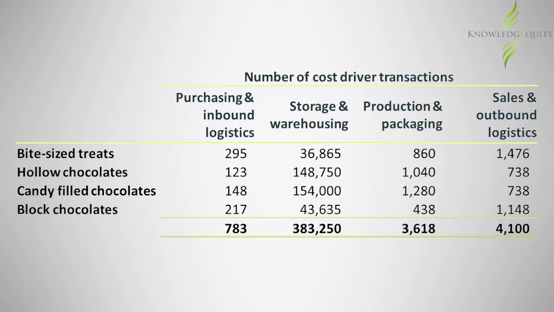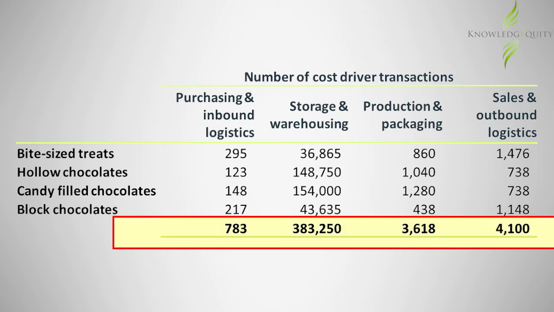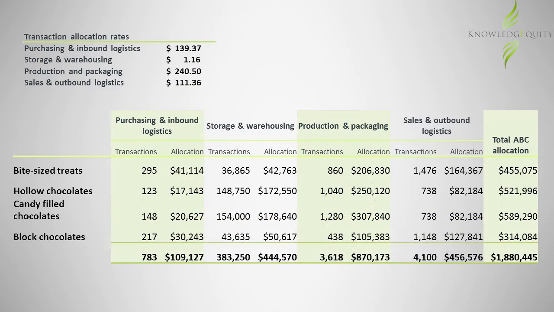For Step 6, we need the number of cost driver transactions that occur for each of our 4 product lines. Using this information, we allocate the indirect costs to each product based on the number of cost driver transactions. As you can see, only $1.8 million in overhead has been allocated to these 4 product lines. Note that the remaining $2.1 million in overhead would be allocated to other product lines.